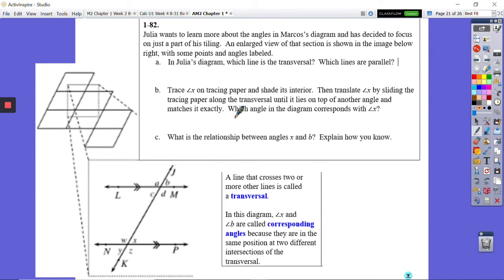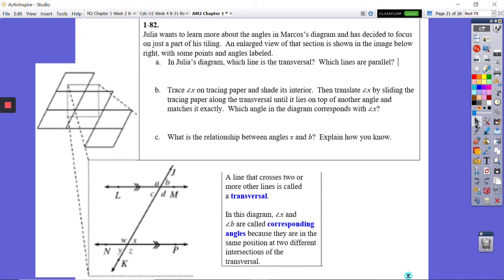Okay. So Julia wants to learn more about the angles in Marcus's diagram and has decided to focus on just a part of his tiling. So here's his tiling, and she's basically kind of see this box right here. She's zoomed in, and that's what she's focusing on.